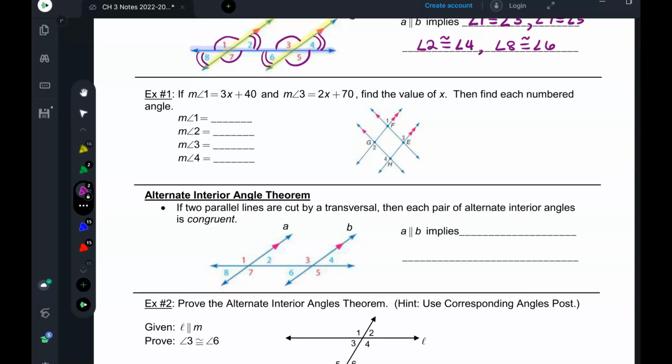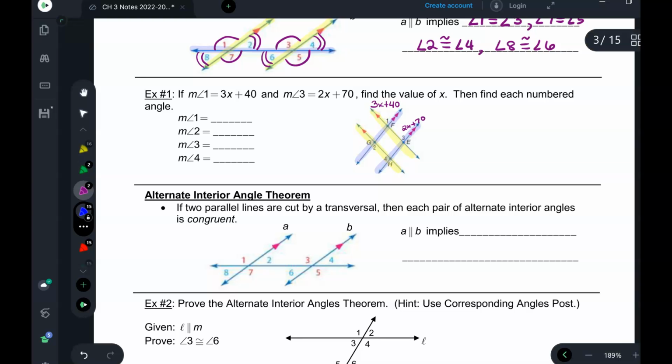Okay, next, if measure of angle 1 equals 3x plus 40, and angle 3 is 2x plus 70, find the value of x and each numbered angle. Well, what do we notice? I see these two lines are parallel to each other, and these two lines are parallel to each other. If we're looking at angle 1 and angle 3, the relationship is they are corresponding, therefore they are congruent. So I'm going to set 3x plus 40 equal to 2x plus 70, so we get x equals 30.